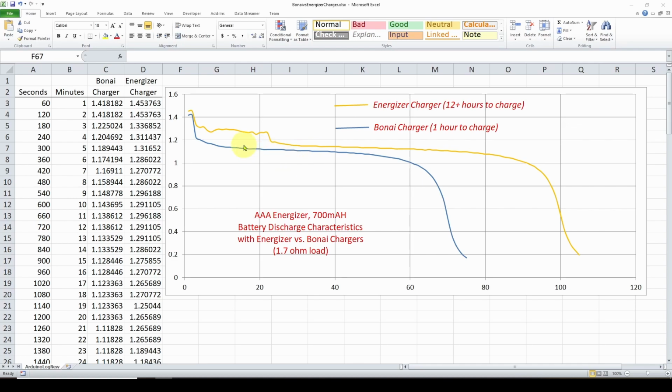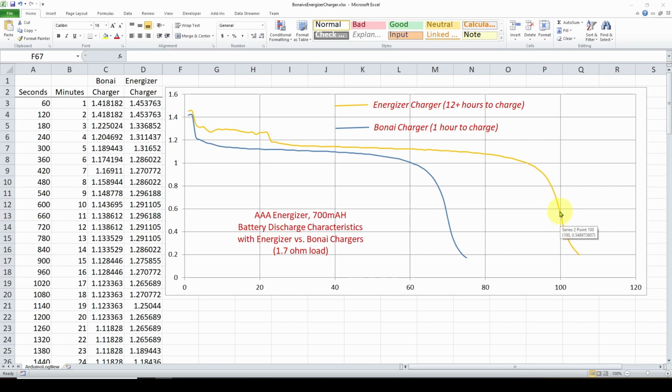So what are the results of the discharge characteristic for the exact same battery that's been totally discharged and then recharged with each of these chargers? Here is the results. In orange, I've got my Energizer charger that is designed for the battery. And then in blue, I've got the non-name brand Bonai charger that does it very quickly. And the results are, at least in this case, you can see the orange, which is the Energizer, lasts a whole lot longer.